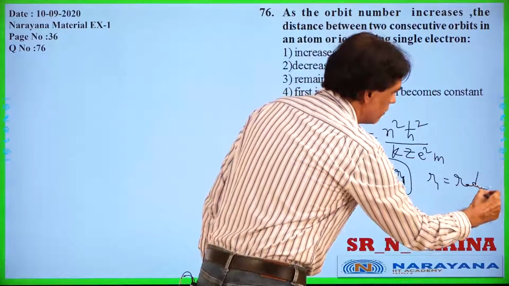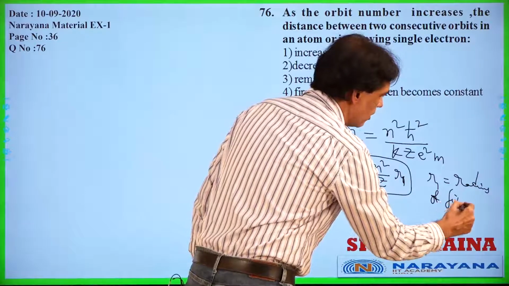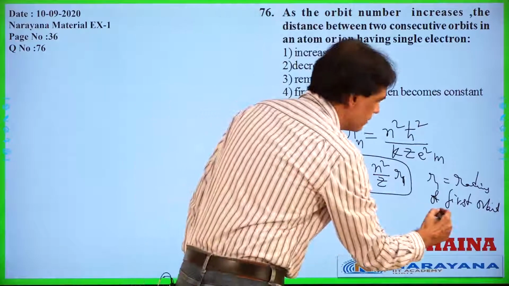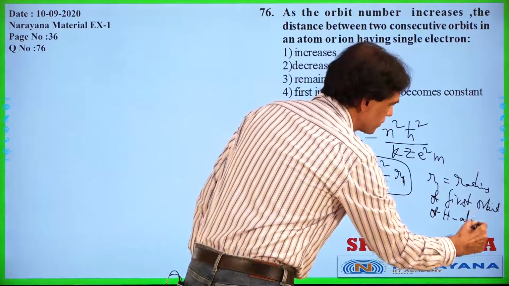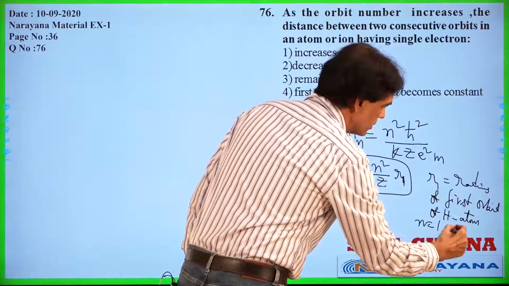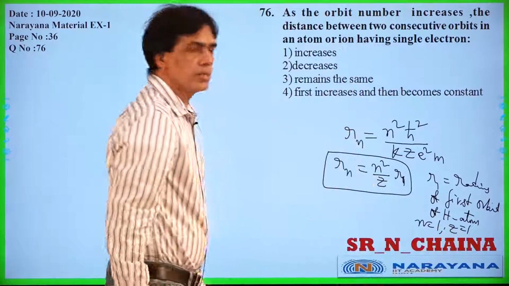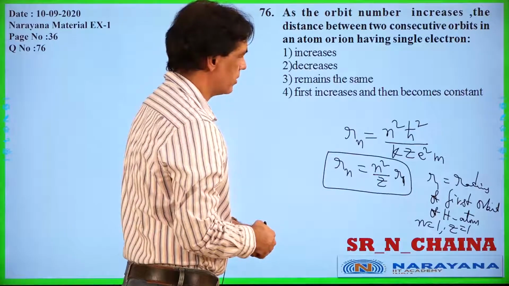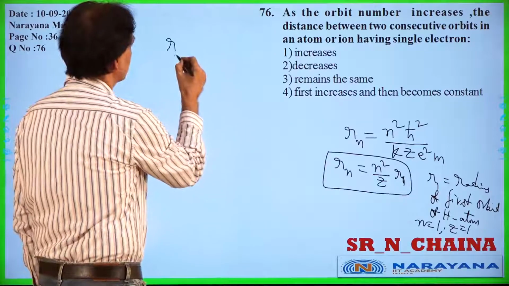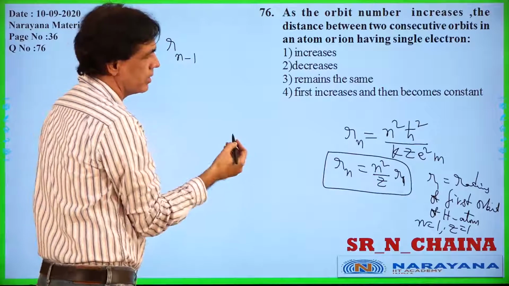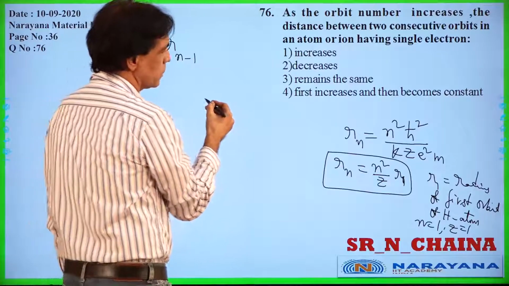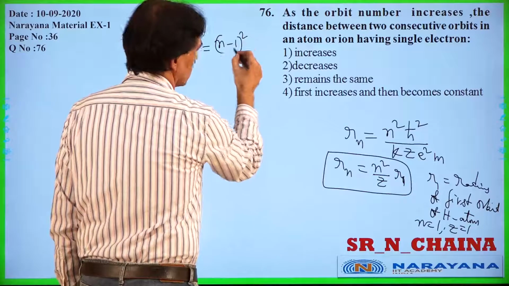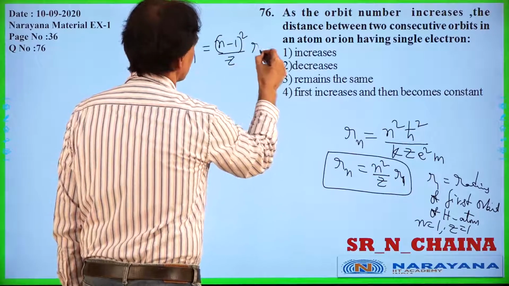Radius of first orbit of hydrogen atom. That means n equal to 1, z equal to 1 case. So this is the expression for the radius of nth orbit. Now we'll find the radius for the n minus 1th orbit. What would be the radius of the n minus 1th orbit? It would be n minus 1 whole square by z into R1, right?